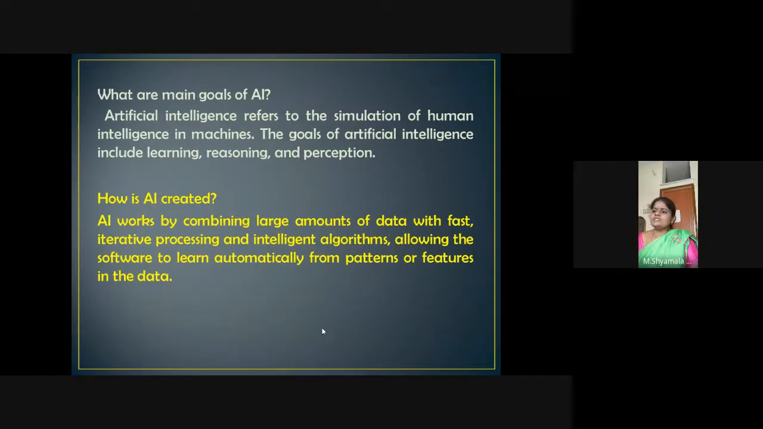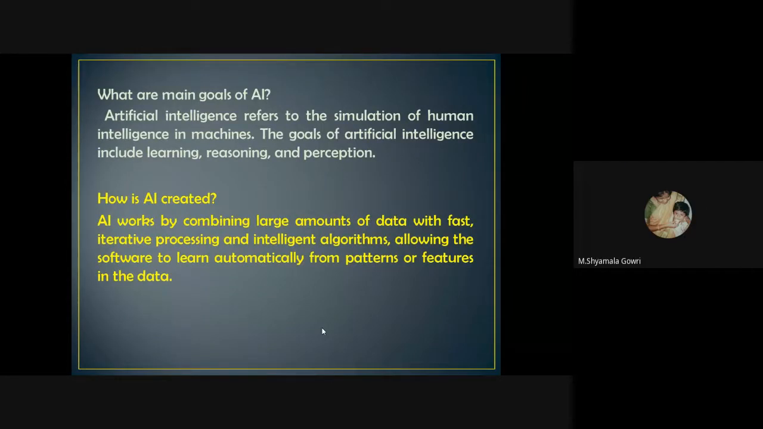So normally we are speaking about artificial intelligence, now in the case of the research field. So what are the main goals of artificial intelligence? Artificial intelligence refers to the simulation of human intelligence in machines. The goals of AI include learning, reasoning, and perception. How is AI created?